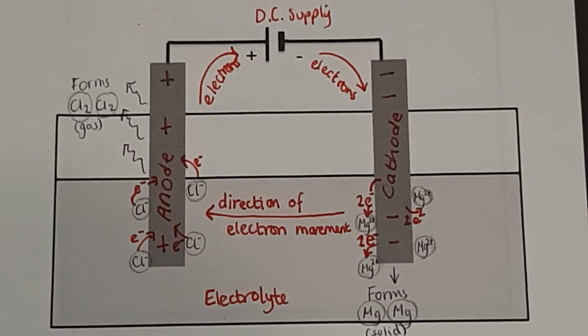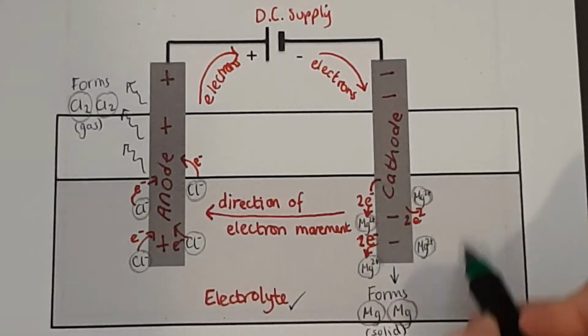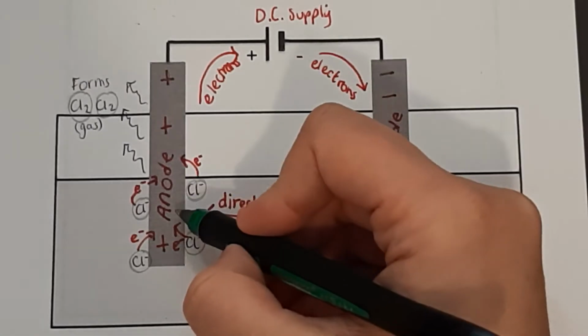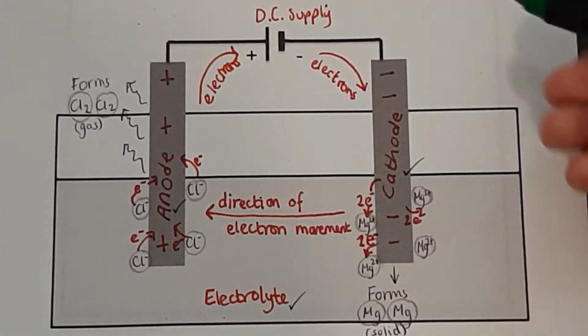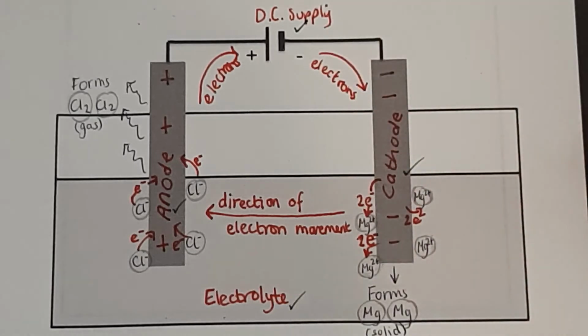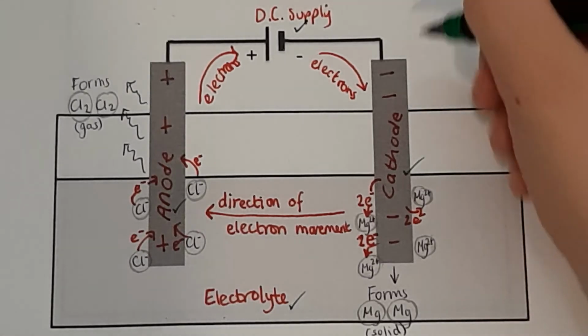So part 1, label the diagram using the following words: electrolyte, that's this greyish liquid; anode, which is this one here, which is positively charged; and cathode, which is this one here, which is negatively charged; and the DC supply. Okay, so if you've got all of those correct, you can have 2 marks. So 2 marks for part 1.